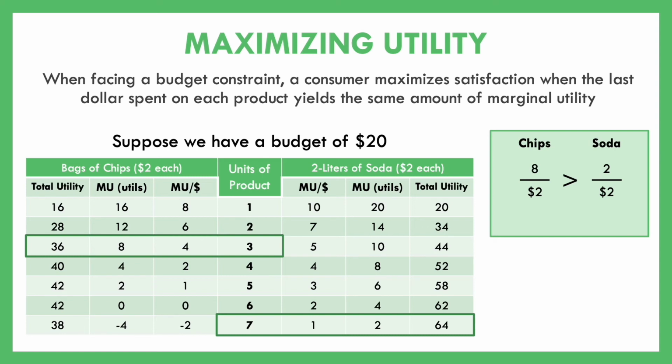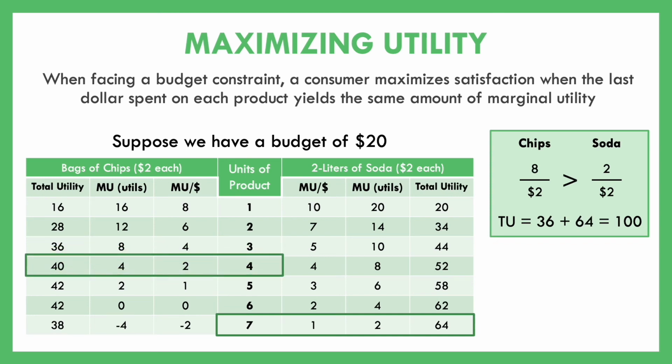But let's take a look here because we're trying to determine about maximizing utility. If we were to add up the total utility we get at this combination, it would be 36 utils from chips in total, plus 64 in total from soda. So that's a total utility of 100. But like we said, since we're getting more bang for our buck from chips, we're getting more marginal utility per dollar from chips. We should start buying more chips. So let's say that when making our decision the next time, we choose to buy a fourth bag of chips.